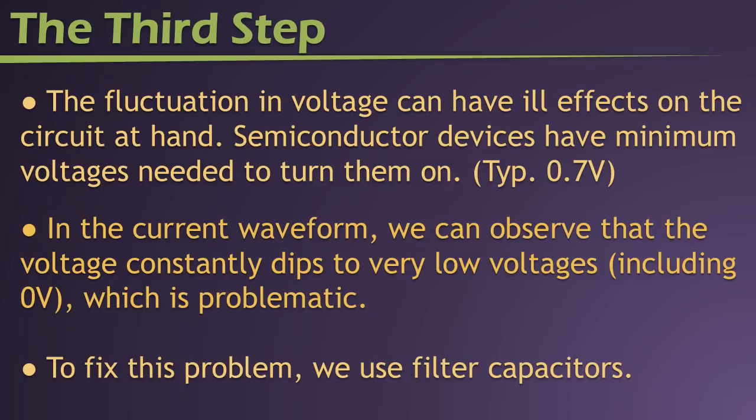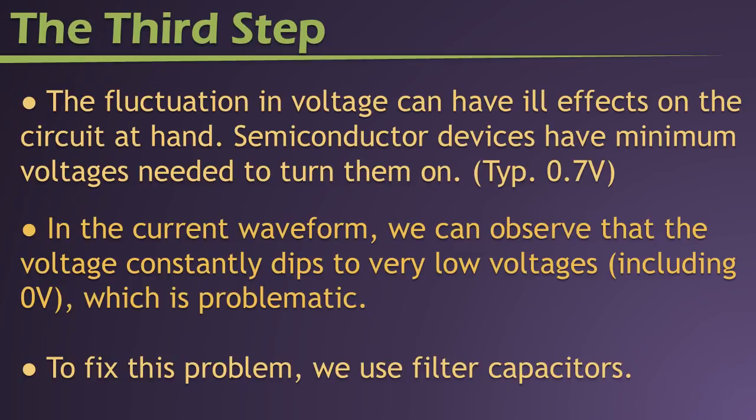And we have all this fluctuation in voltage, and a lot of times the voltage falls beneath these different requirements. So it might fall beneath 5 volts for a certain amount of time. And that's not good, because for the time that it's below 5 volts, that processor is going to be off. So it won't work, and then your circuit is pointless. Because it is constantly dipping to very low voltages, we have a lot of problems.